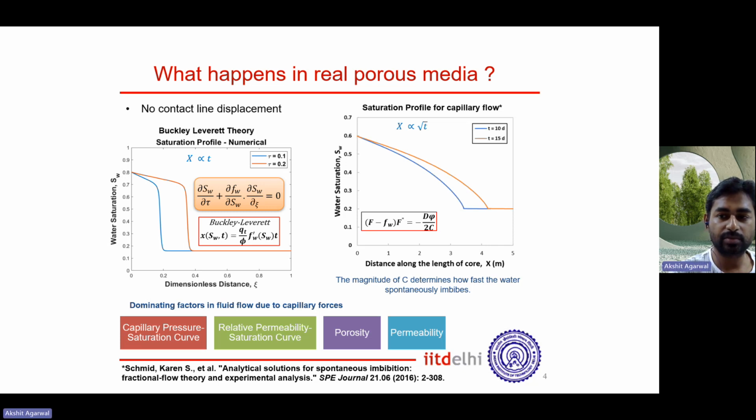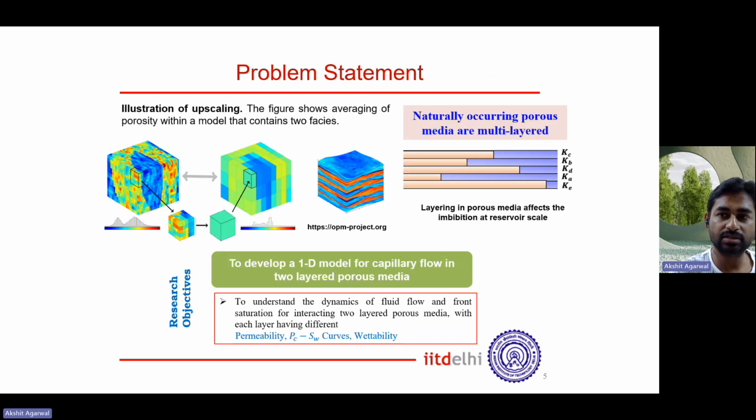Now, coming to the problem statement that we are working on. In this project, we want to study what will happen when we have two porous layers arranged parallel to each other, and these layers have different properties. Because in a geological porous medium, sedimentary deposition happens in terms of layers at different geological times.